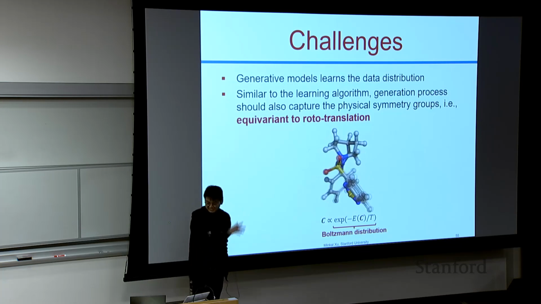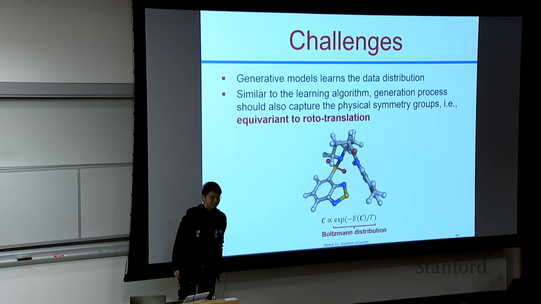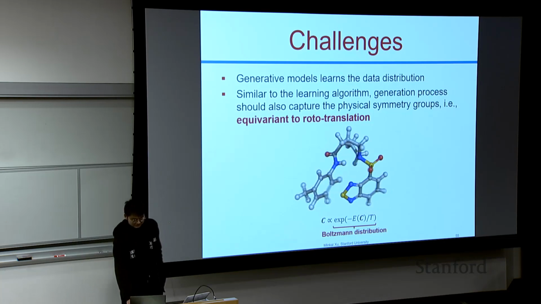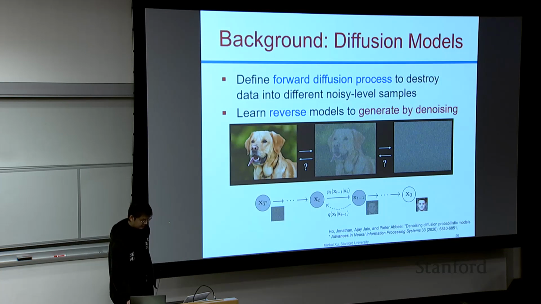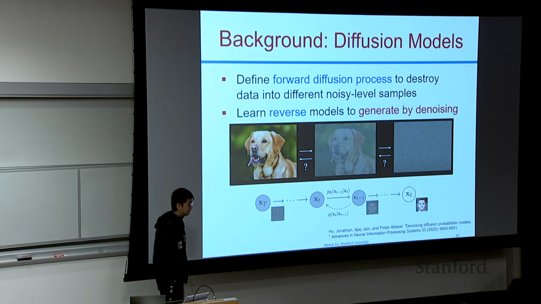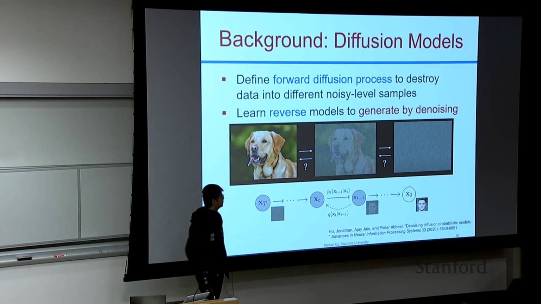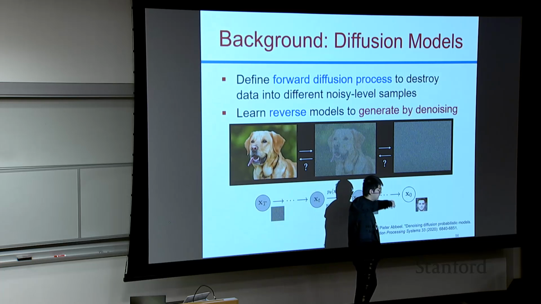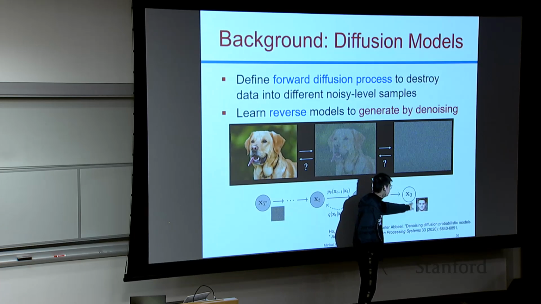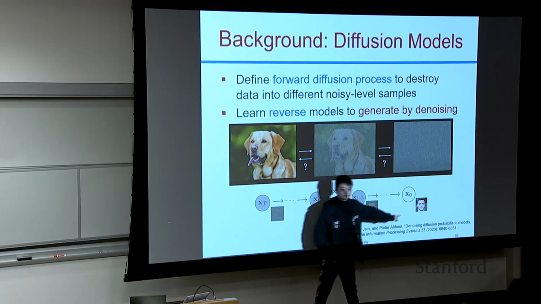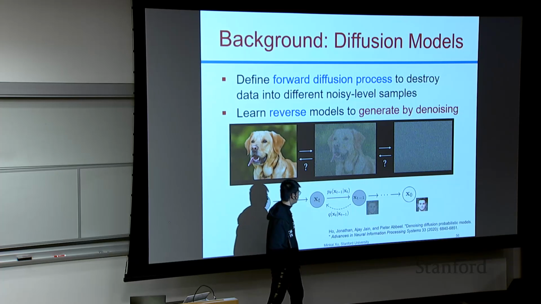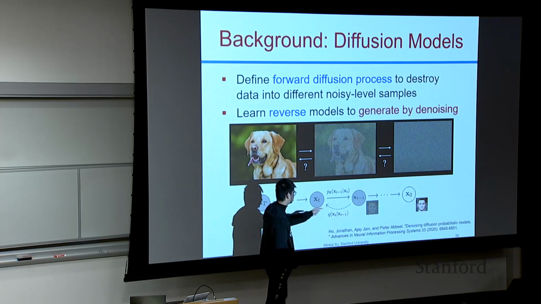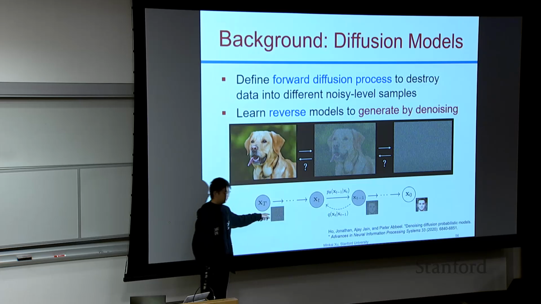But here I skip some technical detail of generative models and give some very intuitive understanding of diffusion models. Diffusion model means when we have an image, we add noise on the image to destroy it to different levels. Here, we usually denote our data as x0. We have multiple different levels of noise to destroy it until it becomes random Gaussian.